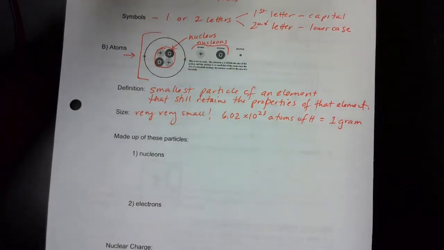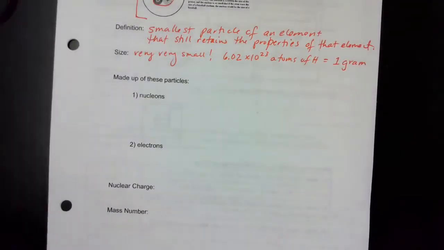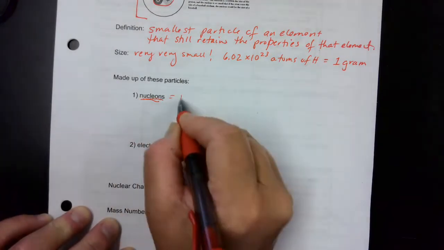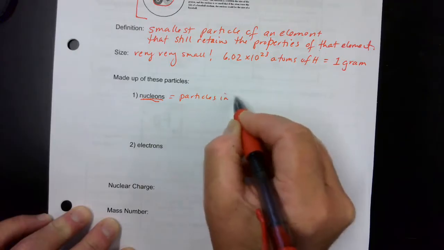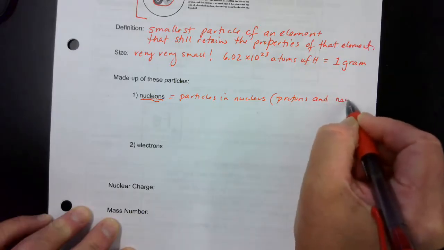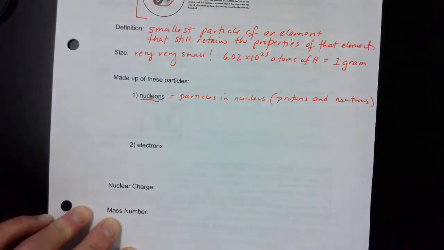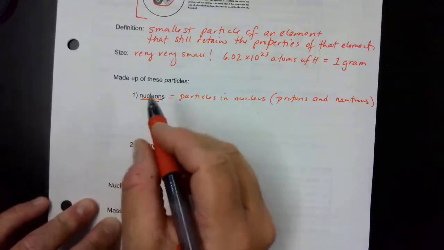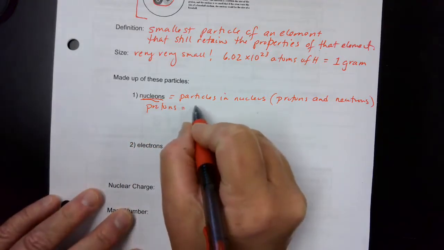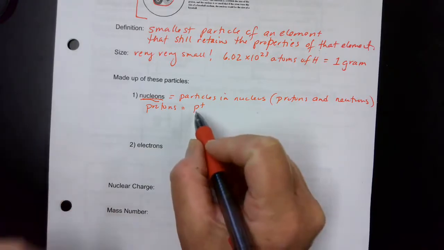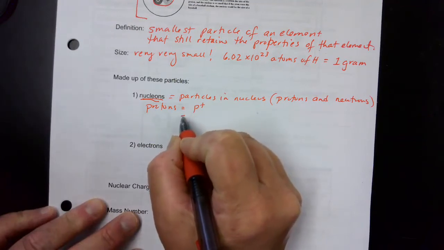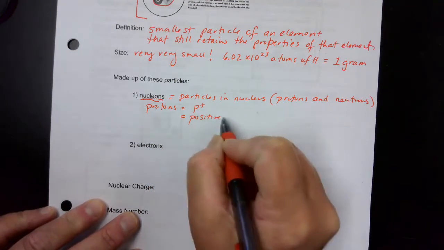All right, let's talk about the particles that make up these atoms. Right, we said there are something called nucleons. Nucleons are particles in the nucleus. And those particles are protons and neutrons. Okay, so we have protons. Taking a closer look at protons. Protons are symbolized with a lowercase p with a positive charge, because protons are positively charged.